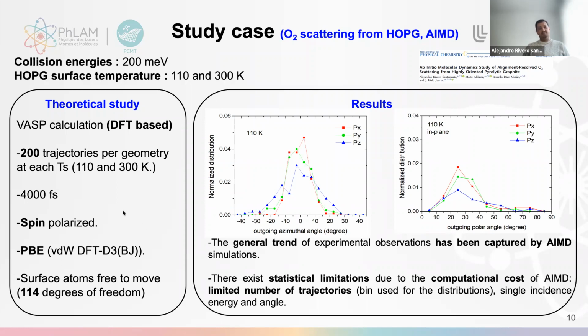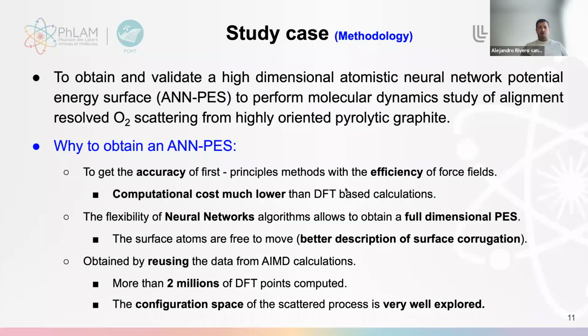So after this very expensive calculation, I must say, we found that the general trend of the experimental observation was captured by the AIMD simulation, but in any case, there is a statistical limitation due to the computational cost of the AIMD calculation. As you know, you can perform only a limited number of trajectories, and then for your distribution you must use bins that are bigger than what you want. So there is some problem in the statistics, and for this reason, our goal with this neural network PES was to obtain and validate it to perform molecular dynamics studies on the same system.